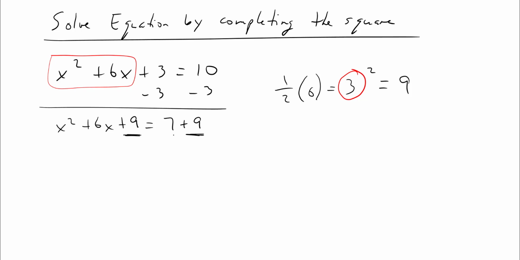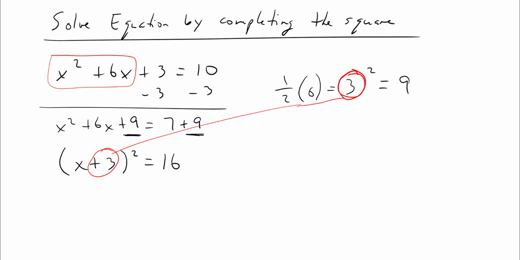Okay? Now, the reason I circled this, see that 3 right there? I'm going to write this as x, and see it's positive 3, x plus 3. So literally that 3 on the right is the plus 3 here. That transfers right over there. Okay, so it's x plus 3 squared equals 7 plus 9 is 16. So that's what you need to get: x plus 3 quantity squared equals 16.